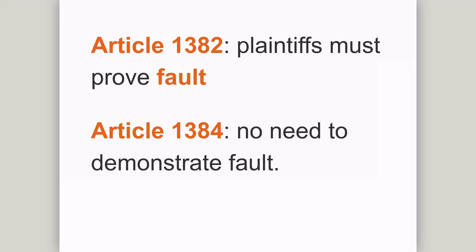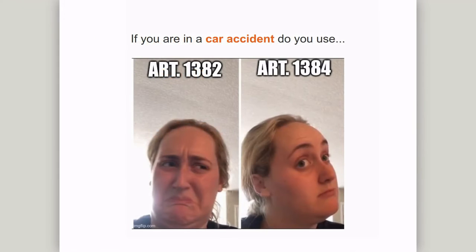If plaintiffs use Article 1382, they will have to prove that the other driver was at fault. This is a high standard. It means that relatively few people will be able to claim damages for traffic accidents. It also means that courts will be asked to determine factual issues of fault, a messy task which courts often don't like doing. If plaintiffs instead use Article 1384, they don't have to prove fault, making it much easier for them. The plaintiffs are much more likely to be successful.